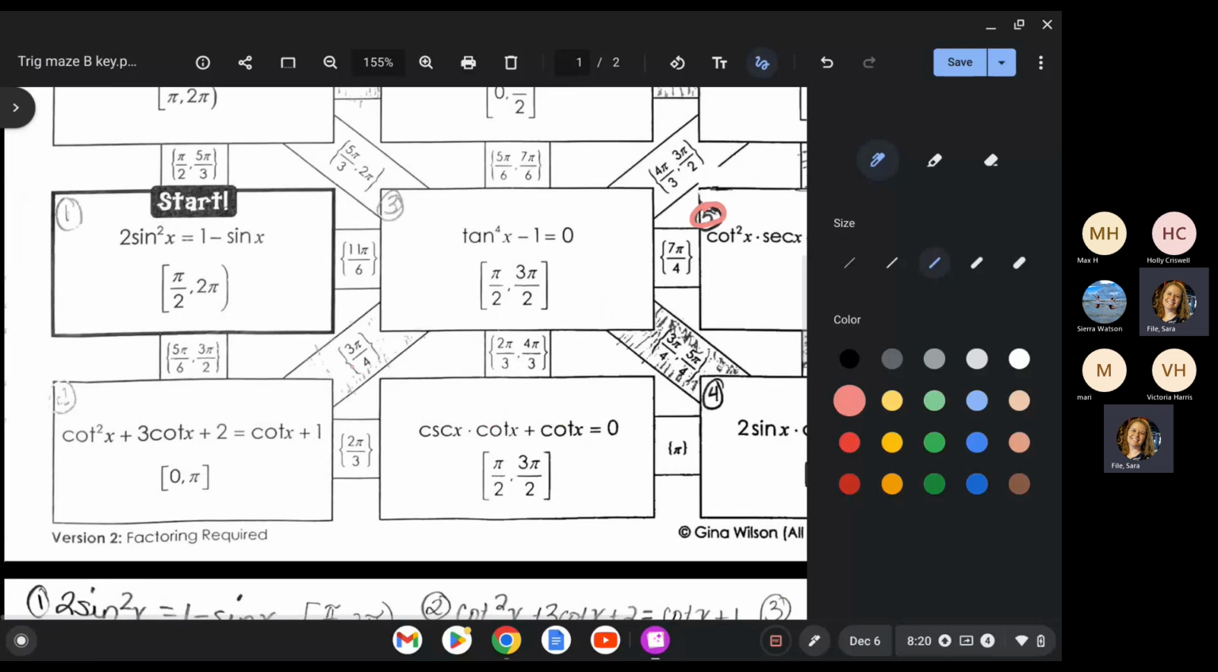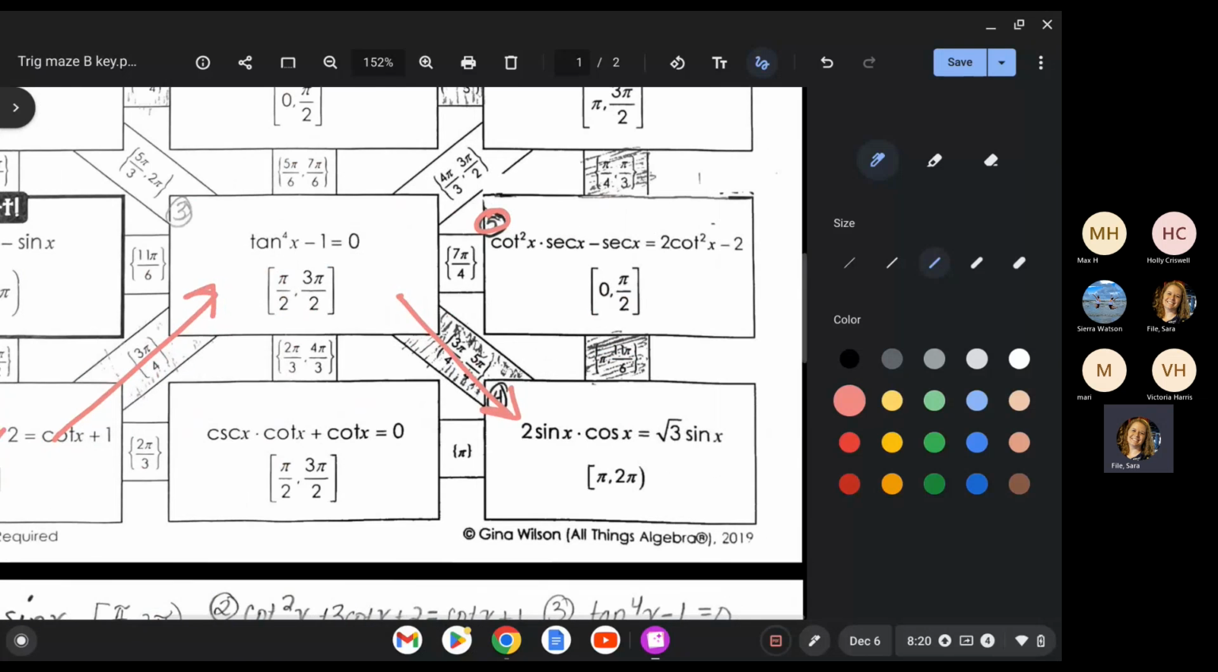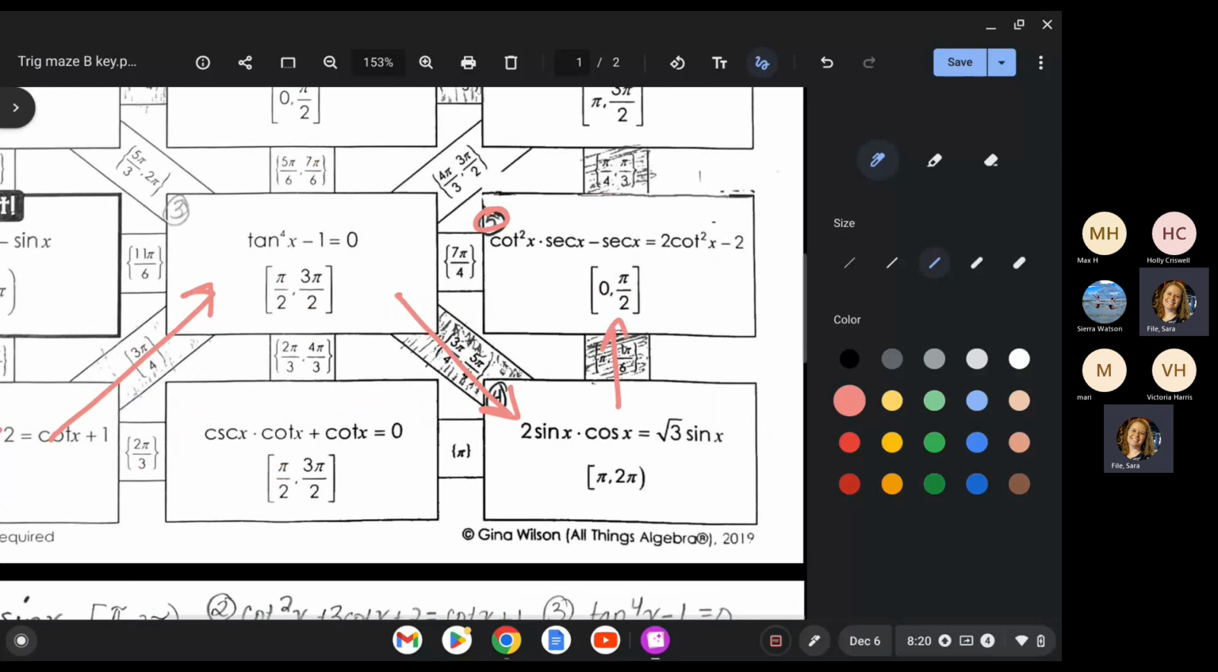So you started on 1, and we should have followed the path here, here, here, and then come up this way. So I'm going to go over the process for doing number 5.